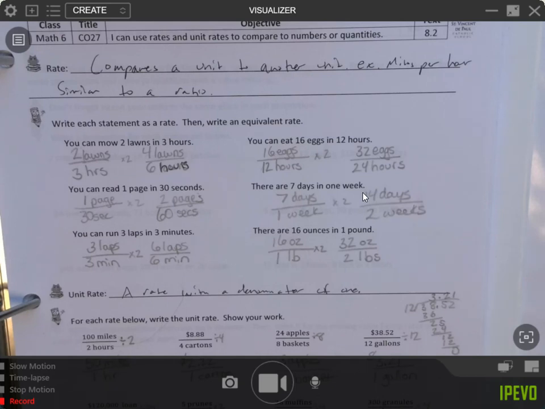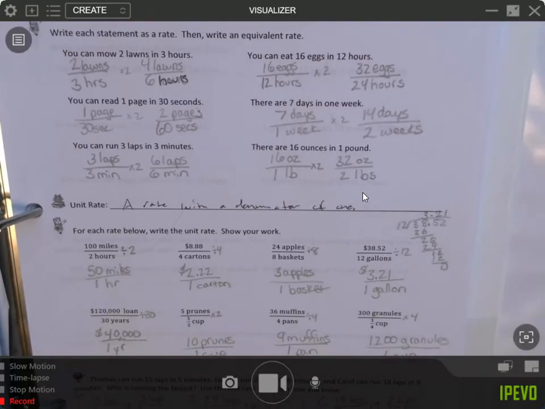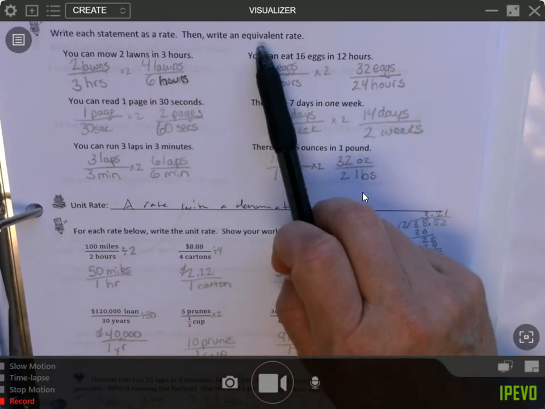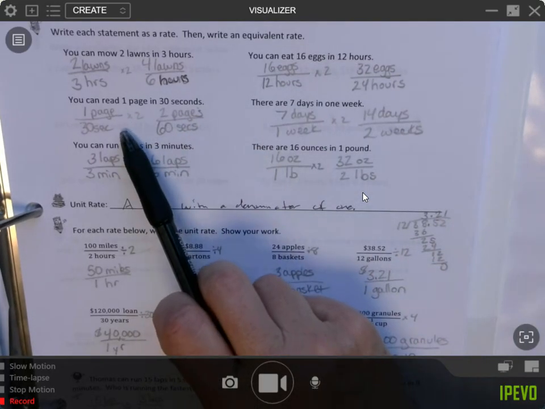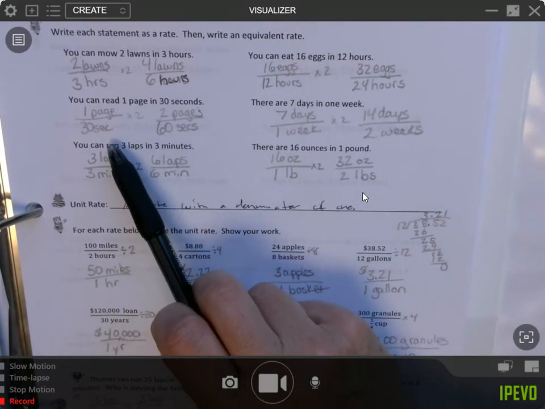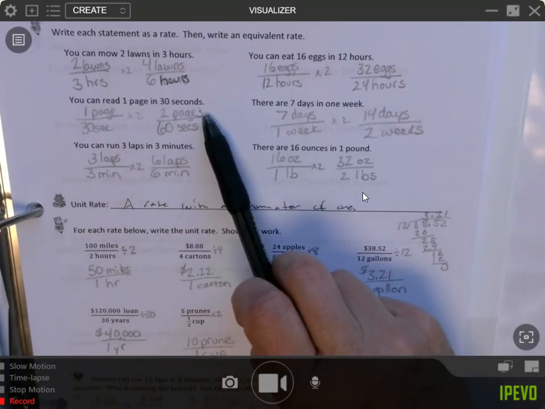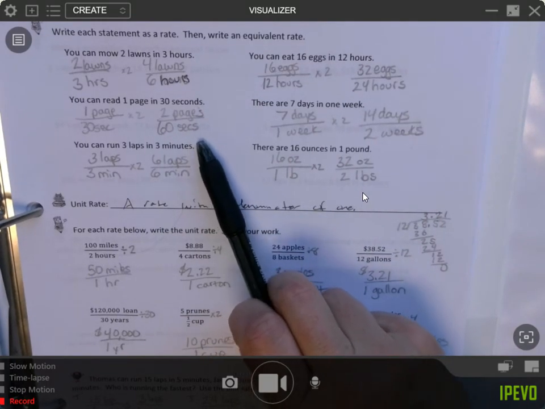Morning. Today we are correcting objective CO27, working with rates and unit rates. So working with the rates, we had to write what the rate was that we were given and an equivalent rate to go with it. We did the first two together. In the middle, it's 1 page to 30 seconds. So everybody should have that. And then your equivalent rate could be the same as mine. It might be different. If you're not sure if your equivalent rate works, ask.